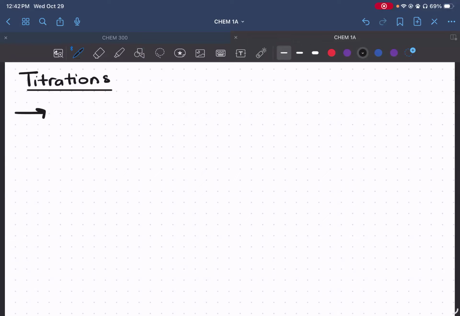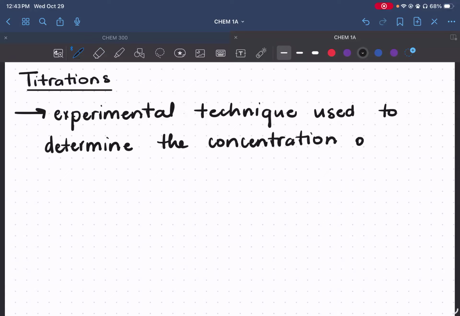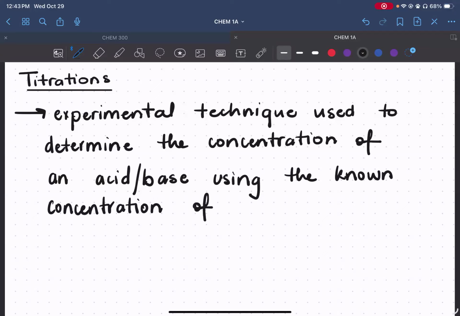Titration is an experimental technique used to determine the concentration of an acid or base using the known concentration of another acid or base.